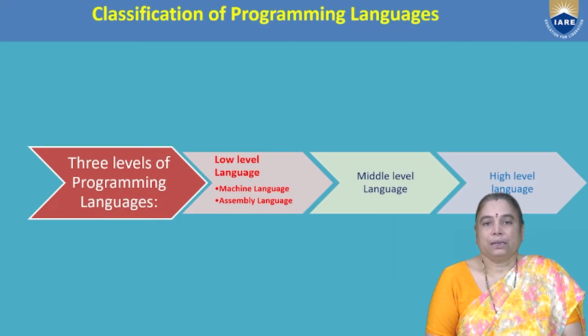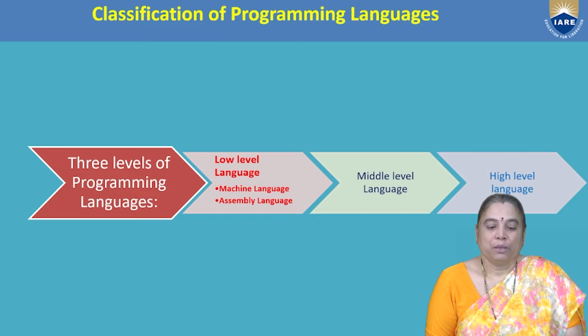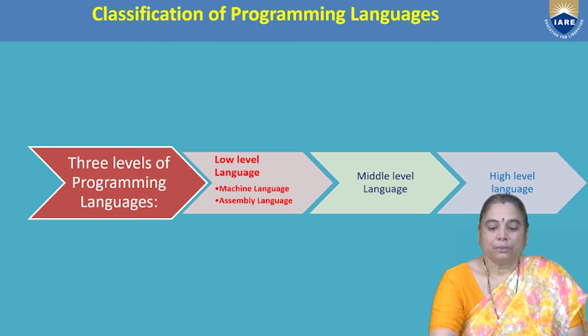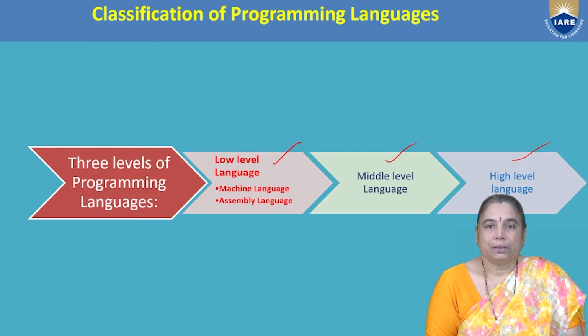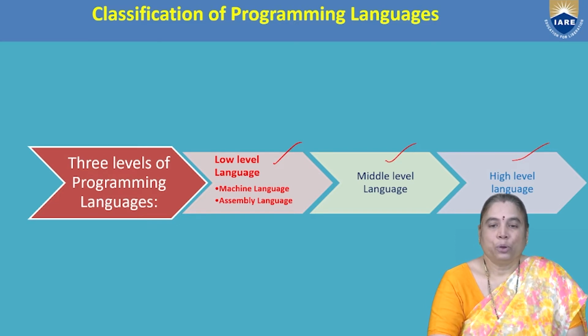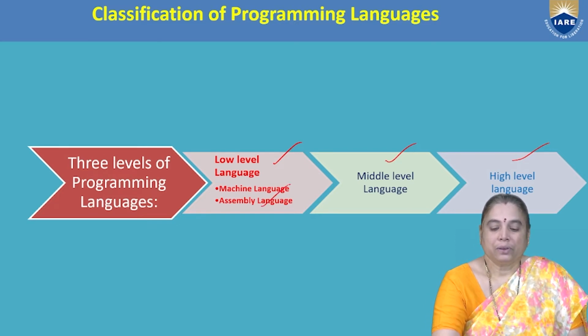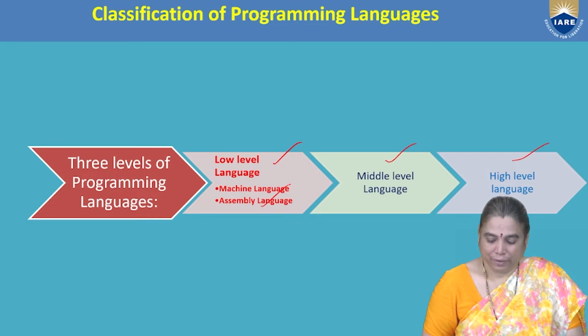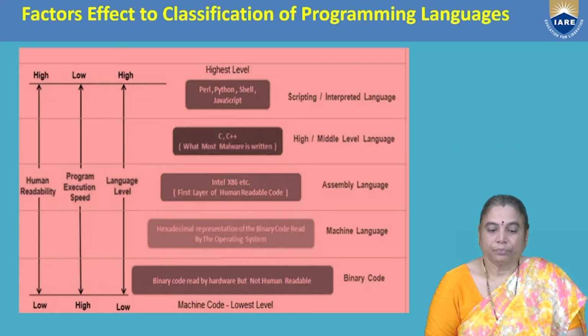So what are the various categories of languages? Majorly there are three levels of programming languages: low-level language, middle-level language, and high-level language. Low-level language is again categorized into two parts, that is, machine language and assembly language.